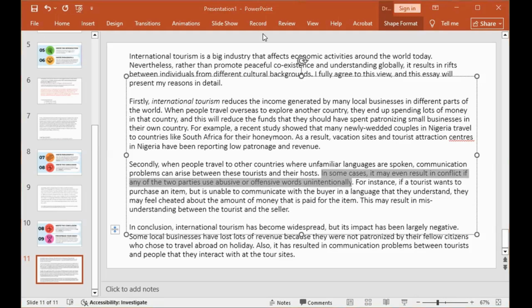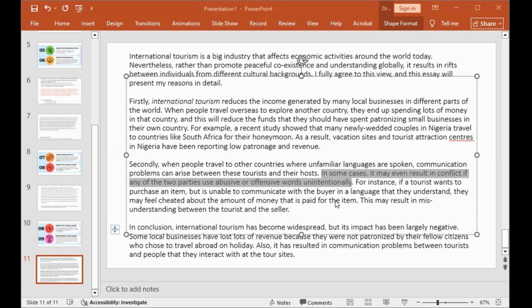Uchechi, are you with me? Yes, I'm here. I said, do you agree with me? This sentence that I put in color, is it about buying and selling something? It may result in conflict if any of the two parties use abusive or offensive words. That's not about buying and selling. It's not about a buying and selling interaction. It's just you are talking with somebody and somebody uses an abusive word. So my point is this sentence here is not really about buying and selling. So I'm going to remove it.